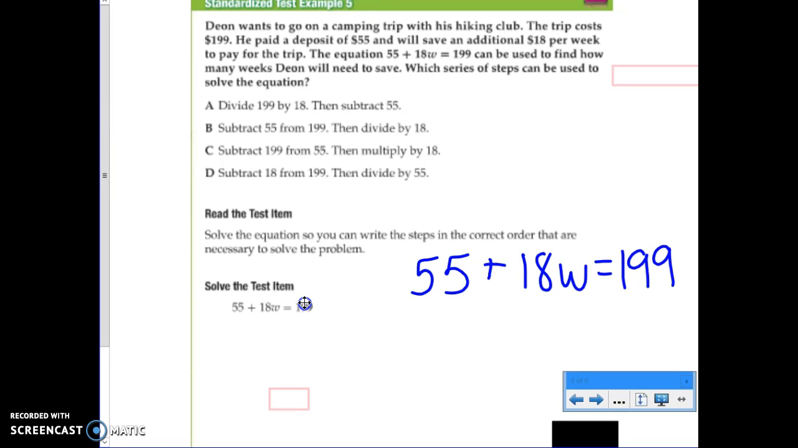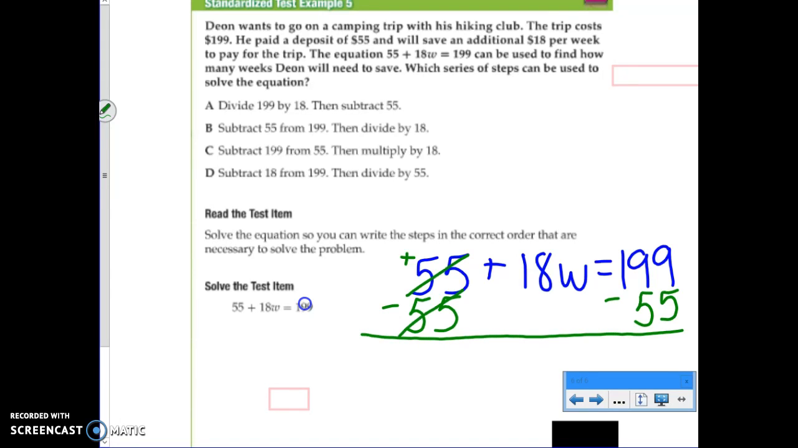I know that because looking at this on the left side there, I need to get rid of any terms that do not have a variable next to it, or the w next to it, which would be my 55. Understand that that's a positive 55, and the opposite of addition is subtraction. So I need to subtract 55 from both sides first. Okay, remember balancing our equation, whatever I do to one side of the equal sign, I have to do to the other.